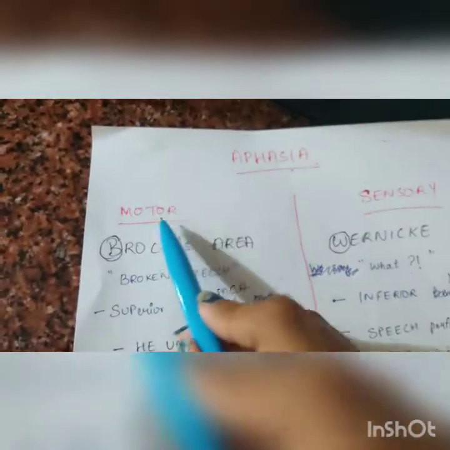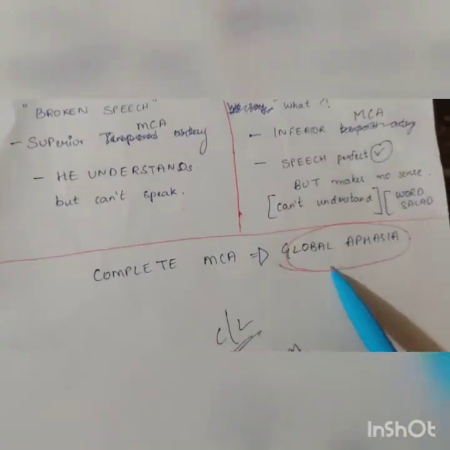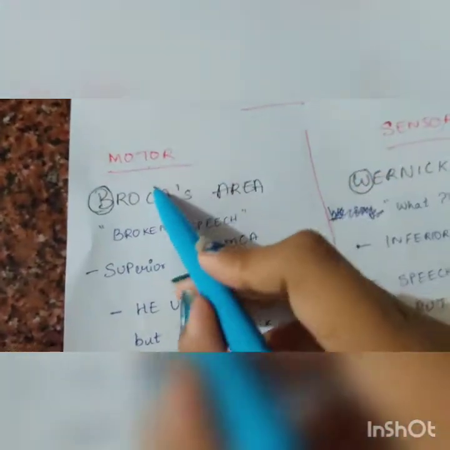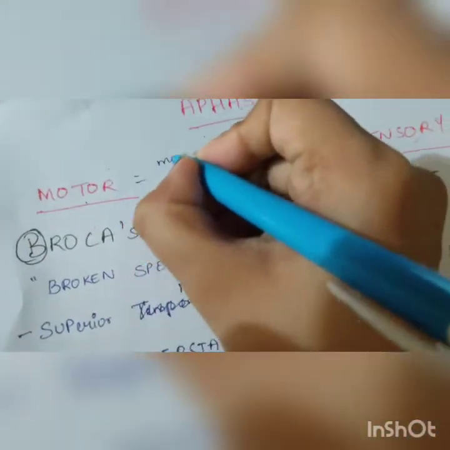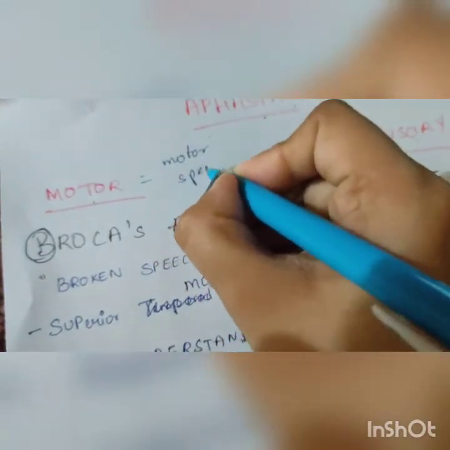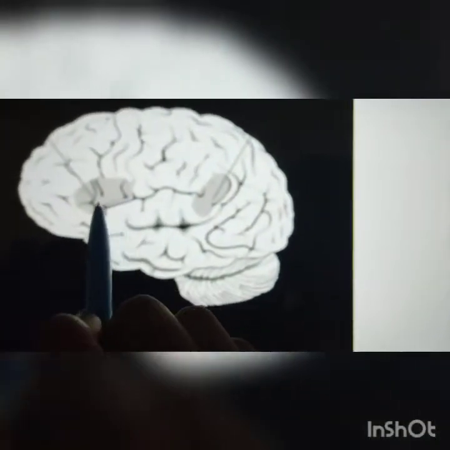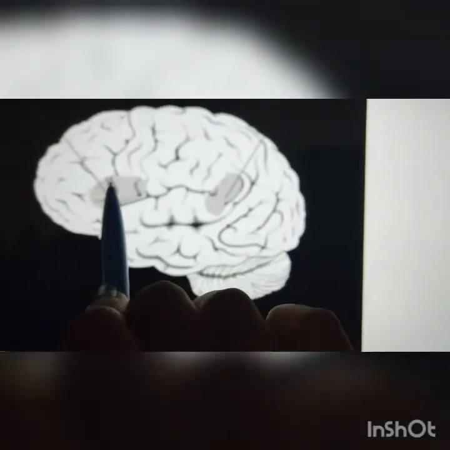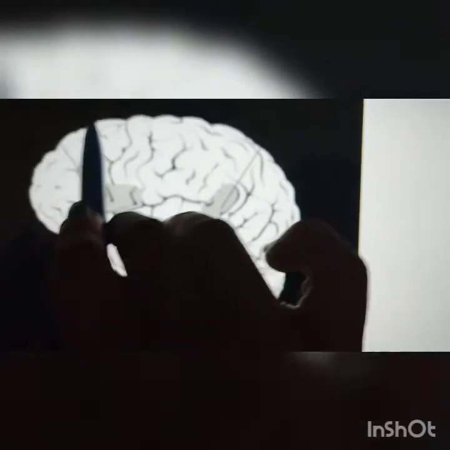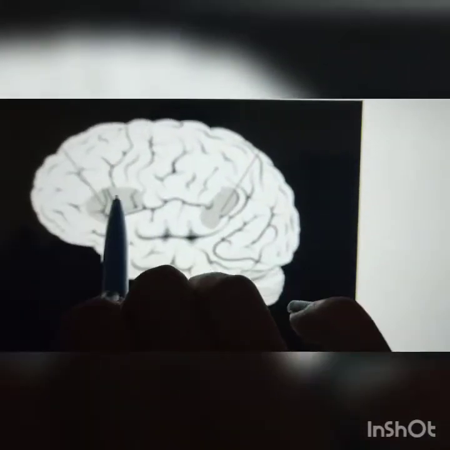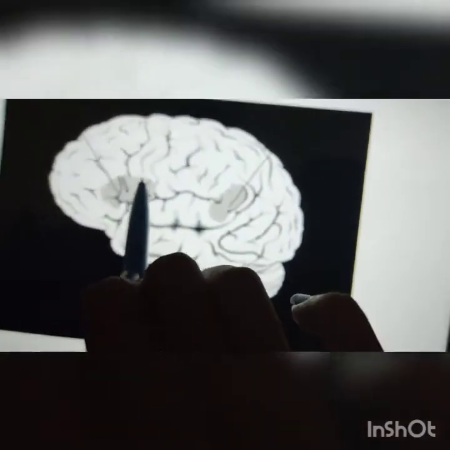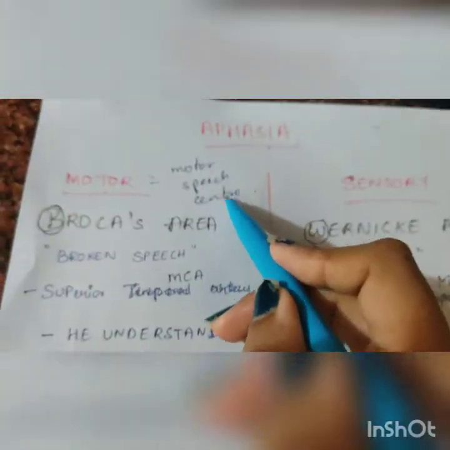Aphasia can be of three types. It can be motor, sensory, and global. Motor is when the motor speech center is disrupted. And where is that located? It is located in Broca's area. Here you can see this. This is the primary motor speech center of our brain. It is located in the frontal lobe, and this is Broca's area. It is the primary motor speech center.